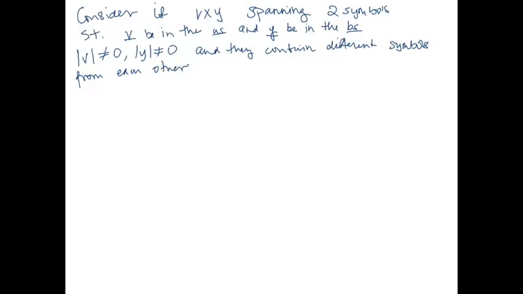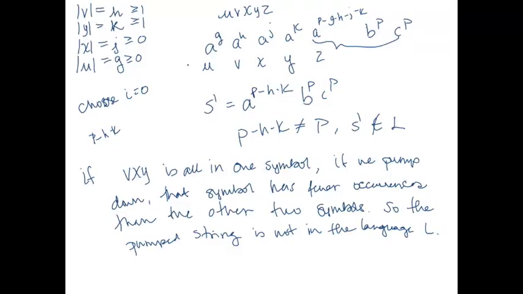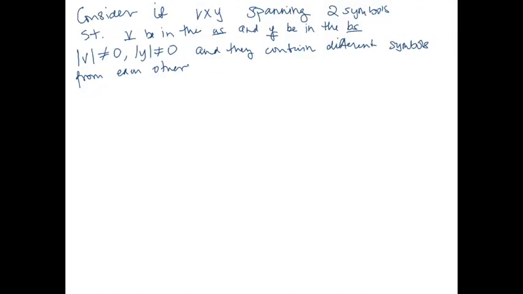Okay, so let's give some values to these again. What did I use before? I used h and k for v and y, and j and g. I'll try to use that again, see if I can remember. So the length of v is h. Let's let the length of y be k. Let's let the length of u be g. And let's let the length of x, so I actually need two values here. I only need one value? No, I do need two values.